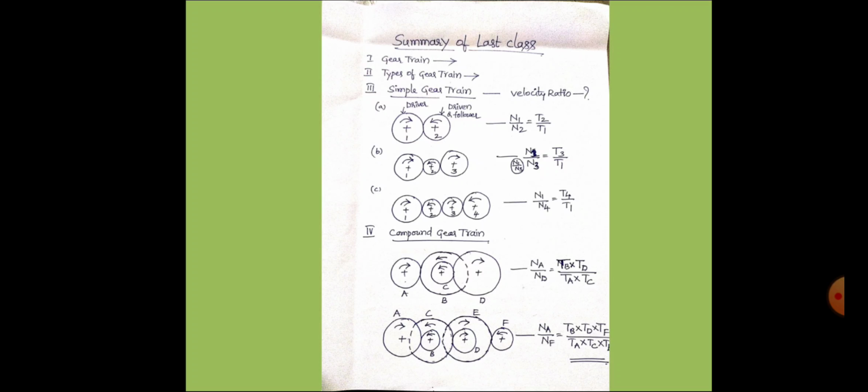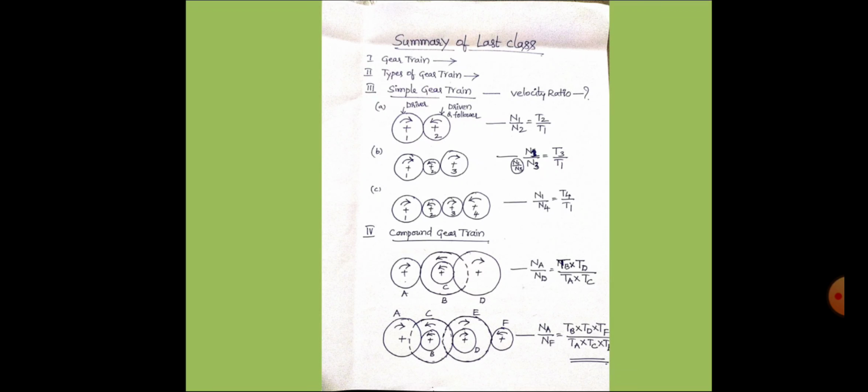So NA by ND is equal to the ratio of the product of number of teeth on the drivens. Here how many drivens are there? B and D. So TB into TD, number of teeth on gear B into number of teeth on gear D, divided by the product of number of teeth on the drivers. Here how many drivers? Gear A and gear C. Therefore TA into TC. So like that one can remember the velocity ratio in case of a compound gear train.